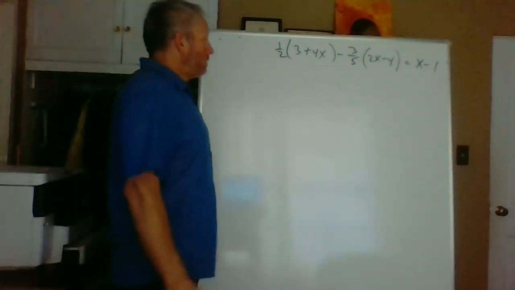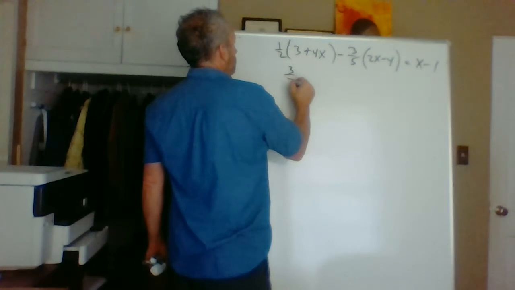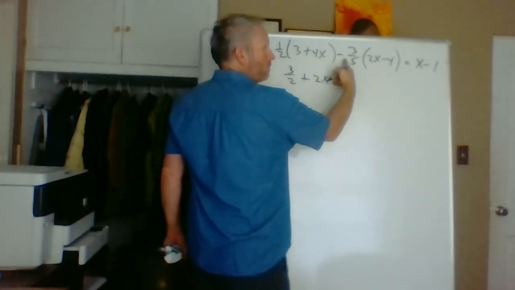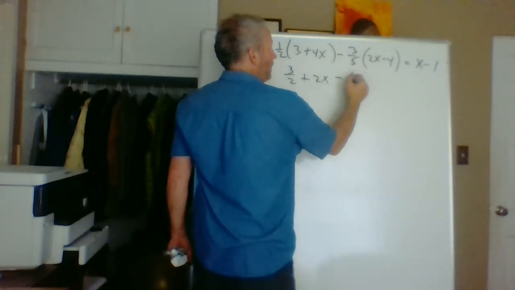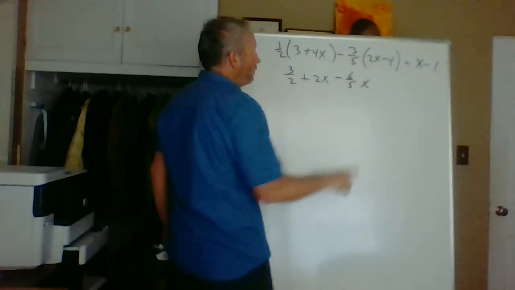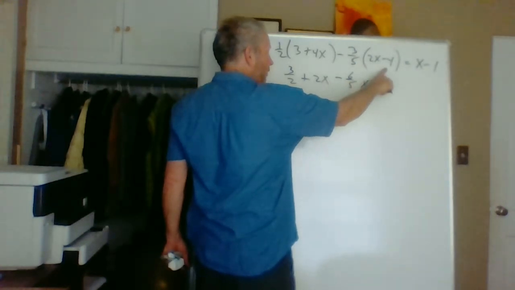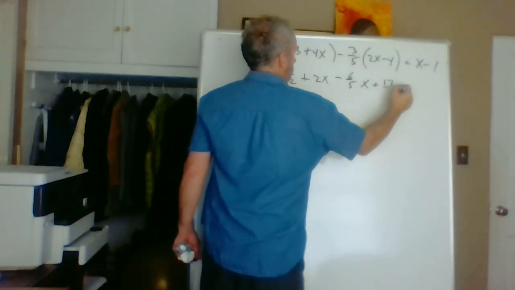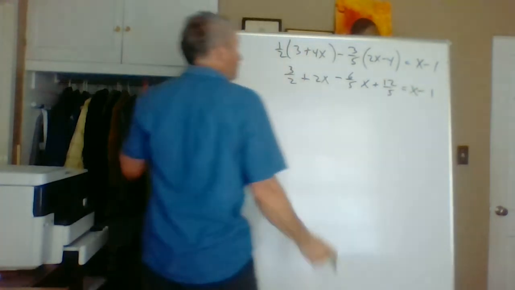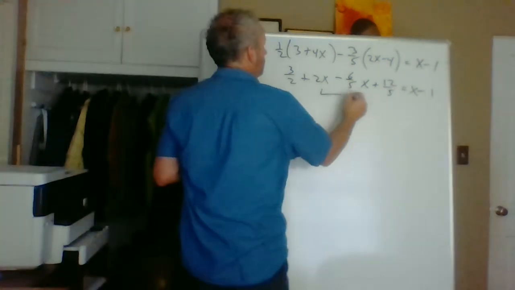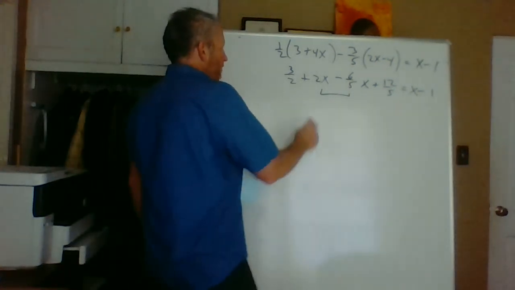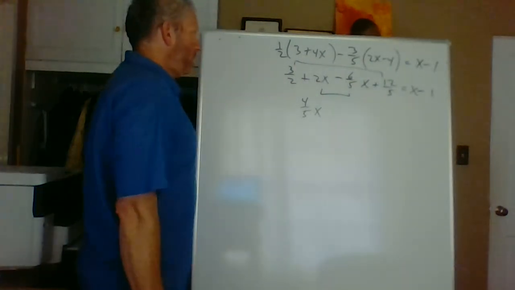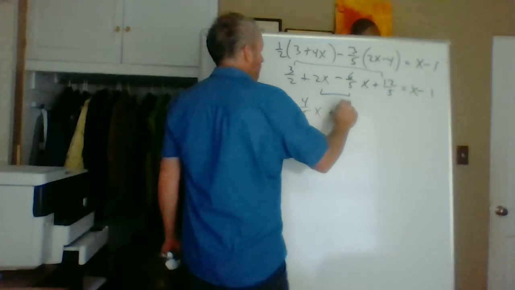Distributive rule is there to be done, so let's do it. This times this, 1/2 times 4. Kind of nice. This times this. Careful, it's negative. So negative 6/5 x, and then again, be careful. Negative 3/5 times negative 4. Negative times a negative is a positive. So plus 12/5 equals x minus 1. Let's combine like terms. Where are like terms here? 2x minus 6/5 x is 4/5 x. 3/2 plus 12/5 is 27/10.